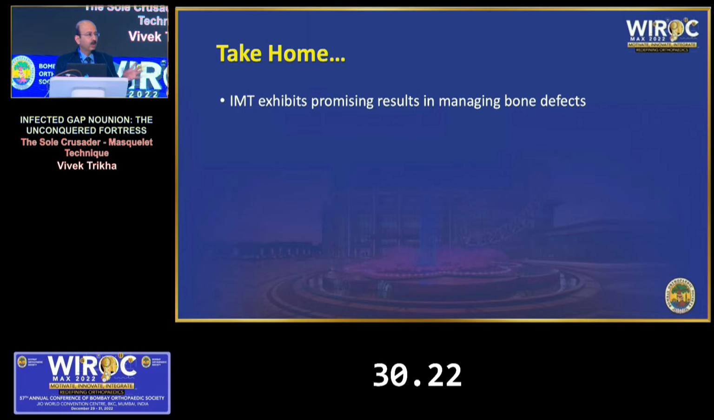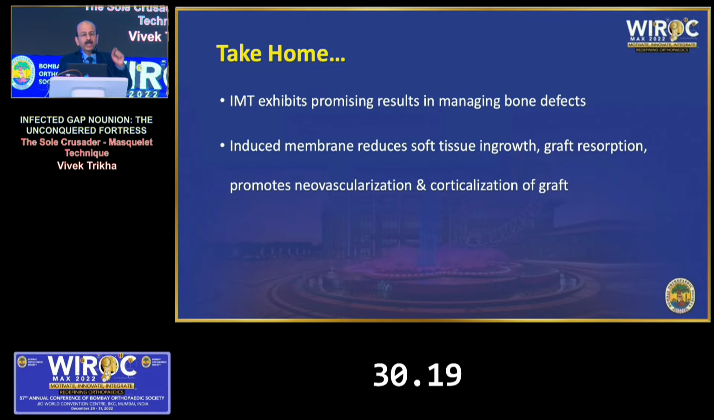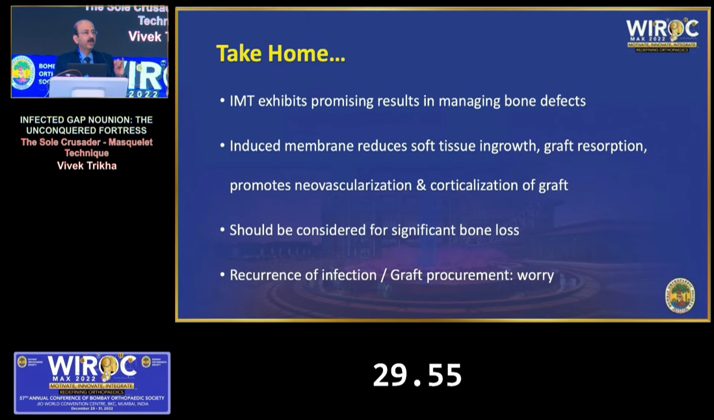I'm just giving you a brief outlook. We'll discuss it in more cases. Remember, it's a promising technique if used properly. If you don't use it properly, it will always fail in your hands. It reduces the ingrowth, graft resorption is reduced, new vascularization is promoted. Significant bone losses up to 10 centimeters can be managed. The only two concerns which we have to be sure about before using a Masquelet or during the use of Masquelet are how we are controlling the infection and from where we are getting the grafts. If these two things can be managed, Masquelet is one of the best treatments, I would say, for infective gap non-union.